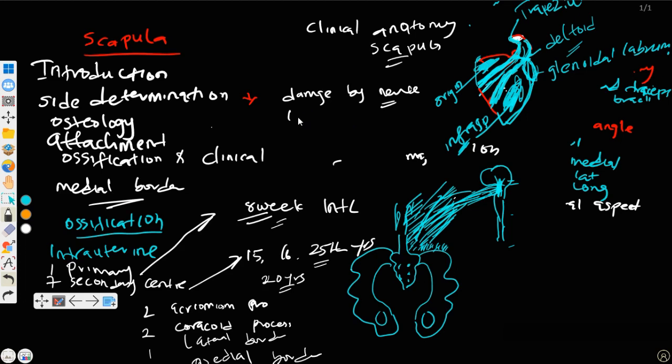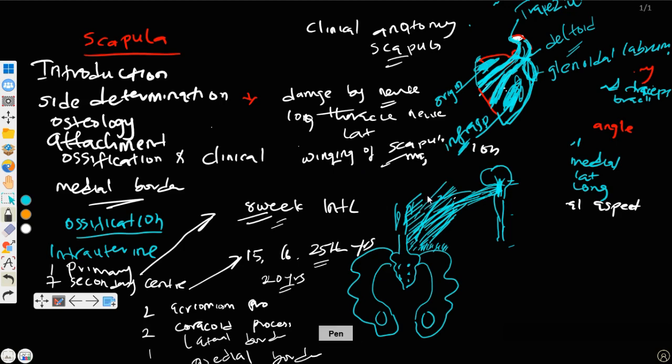One of these damages usually happens to the long thoracic nerve. The long thoracic nerve supplies the serratus anterior, while the latissimus dorsi is supplied by the thoracodorsal nerve. The serratus anterior is attached to the medial border and holds the scapula in place. If the long thoracic nerve is damaged, it causes weakness of the serratus anterior, and the muscle cannot hold the scapula against the thoracic region again, thereby causing winging of the scapula. So that is one clinical anatomy of the scapula.